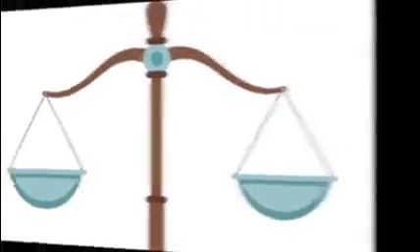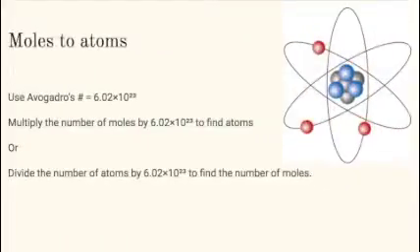Now that we have mastered moles to grams, we now have to learn how to convert moles to atoms. By converting moles to atoms, we have to use Avogadro's number, 6.02 times 10 to the 23rd. When we use this number, we will either multiply it by the number of moles to find atoms, or divide it by the number of atoms to find the number of moles.